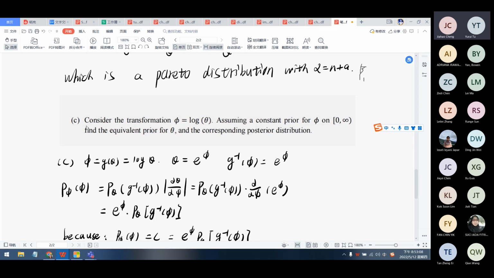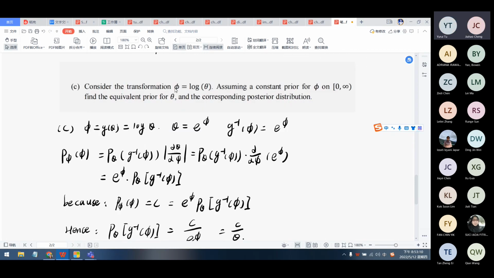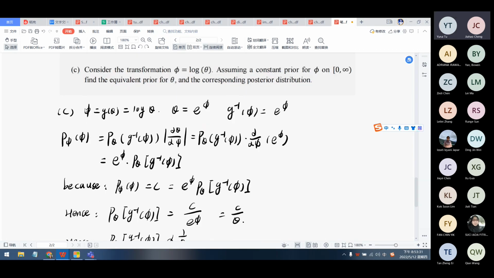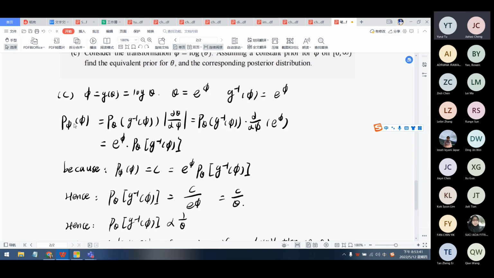This is part C. Consider the transformation phi equal to log theta, assuming a constant prior for phi on 0 to infinity. Find the equivalent prior for theta and the corresponding posterior distribution. We can see phi equals g(theta) equals log theta. So we can get these two functions, and then we can get p(phi) is this.